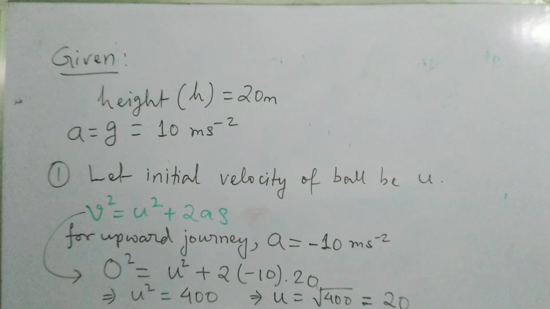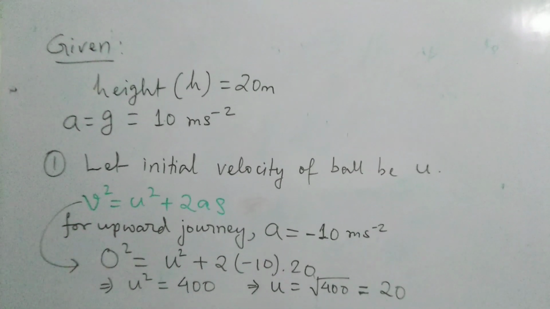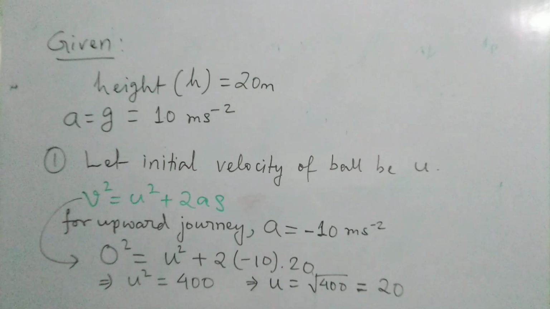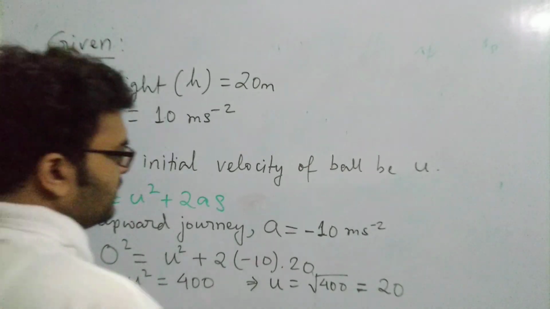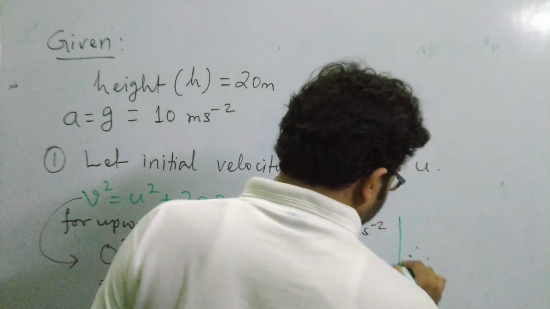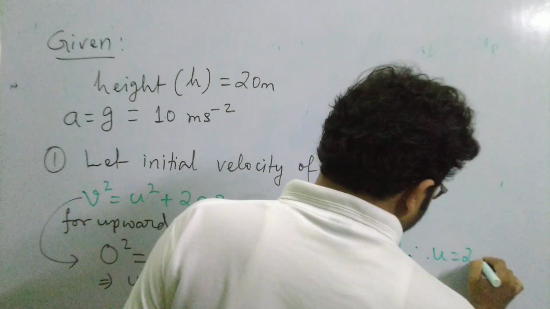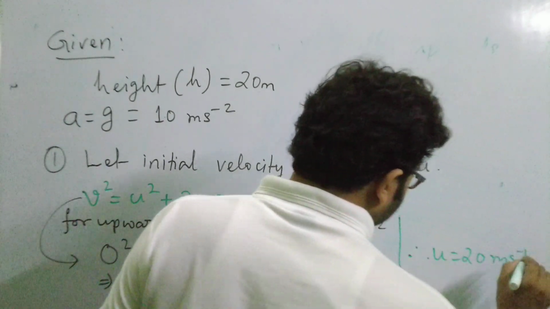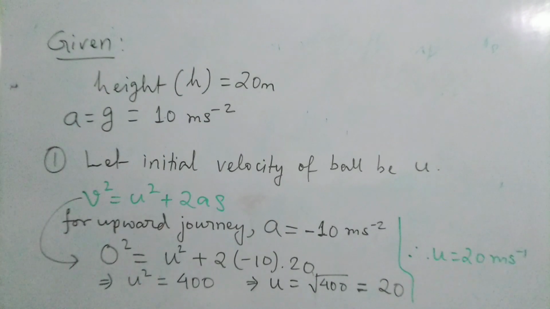So what is the value of the initial velocity? It is 20 meter per second. So the first part answer is that u is equal to 20 meter per second. Now let us move on to the next part. The second part says, what is the final velocity of the ball on reaching the ground? So when it reaches the ground, what is the final velocity?